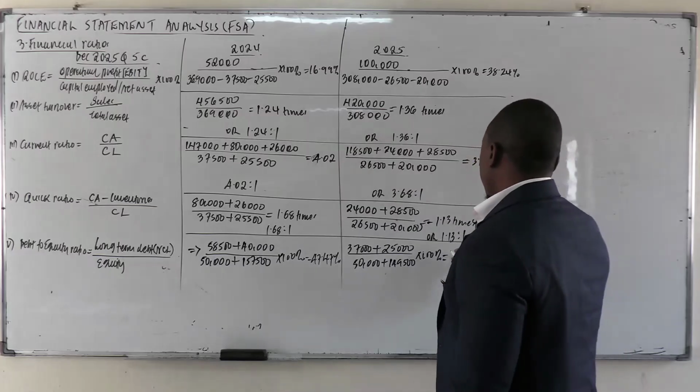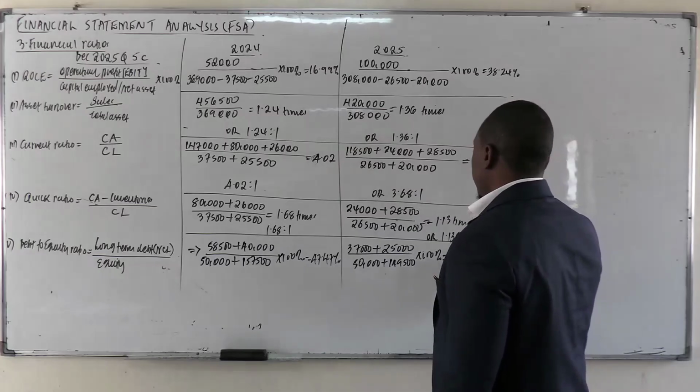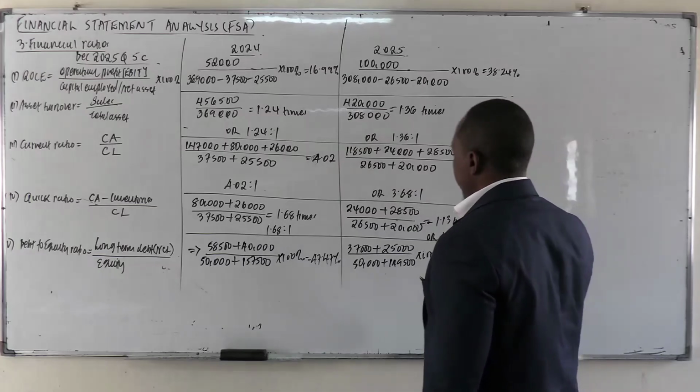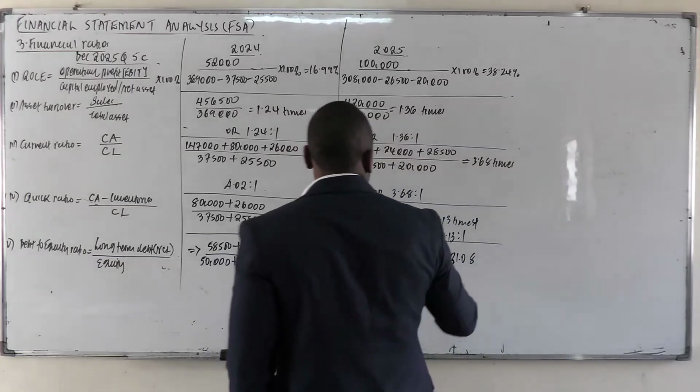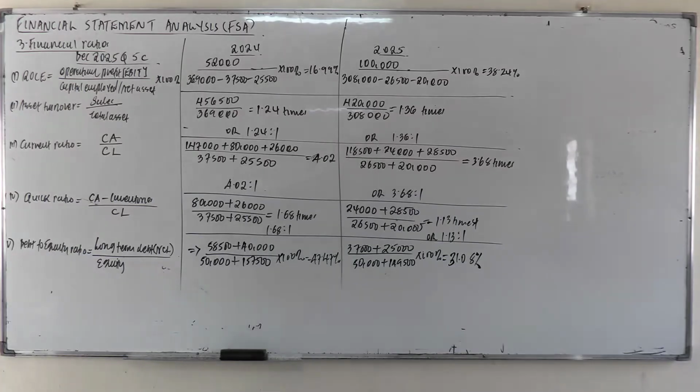The other one is 21.08%. Good. So you can take a screenshot of that. That one is not in your notes.